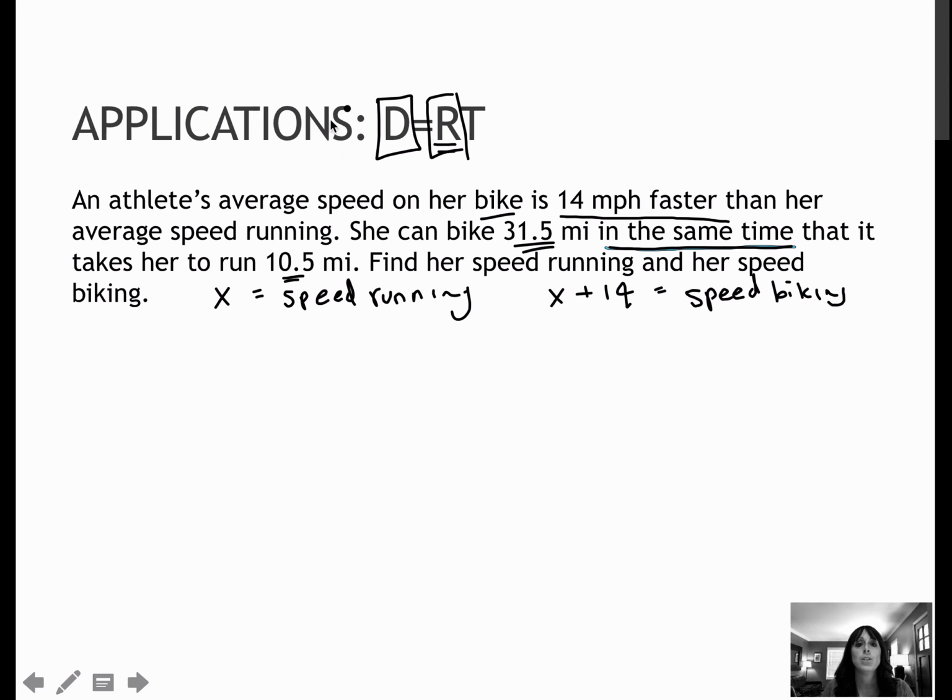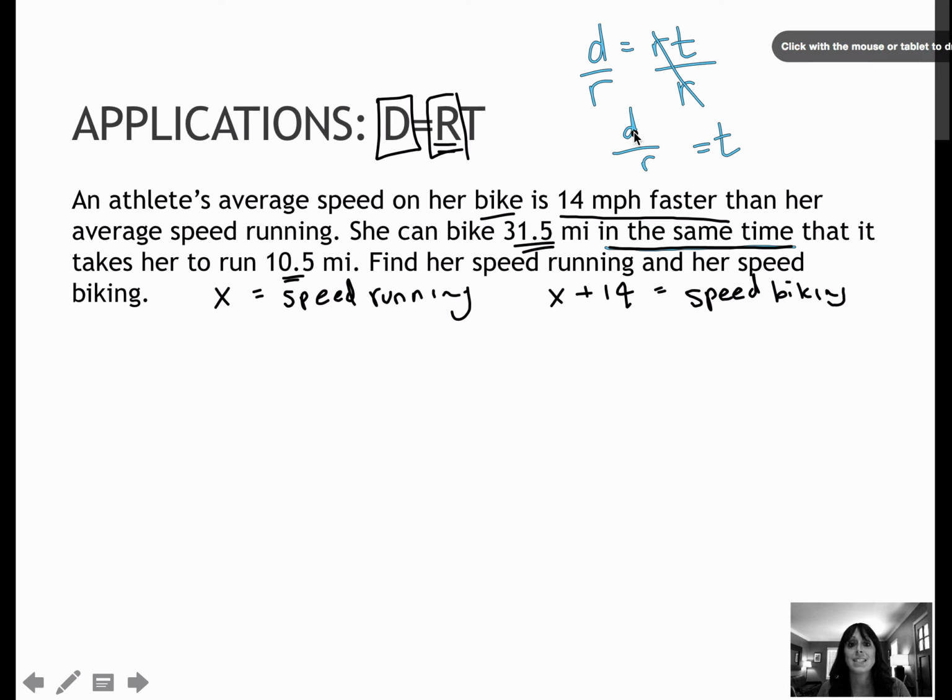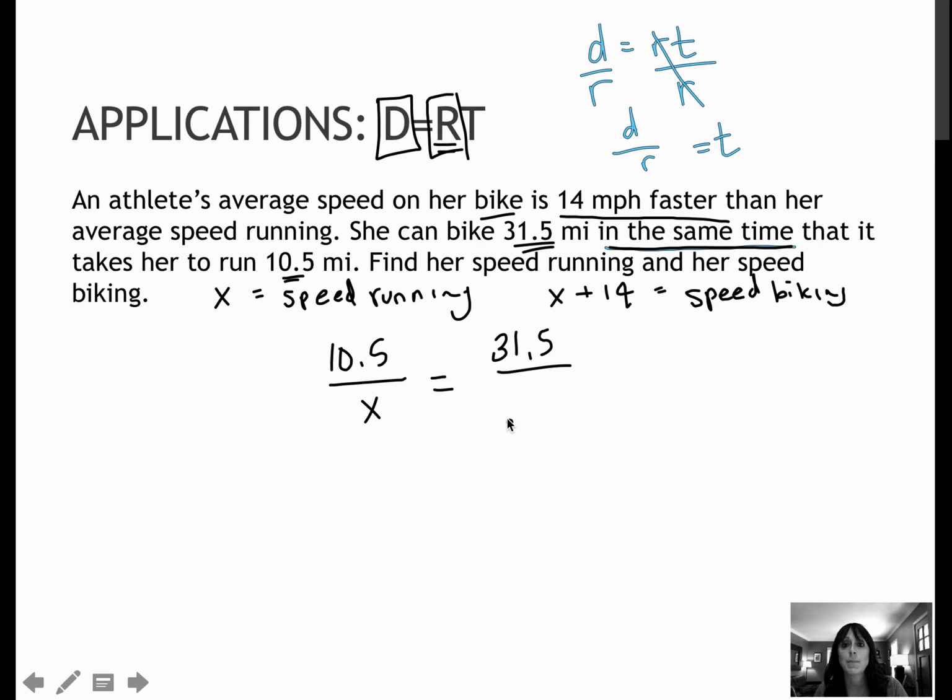So what I want to do is take this equation, d equals rt, and rearrange it to get time all by itself, which means I'll divide by r. If I divide by r, that tells me that the time is the same as the distance divided by the rate. So I do have distance and I do have rate, and I know their times are the same. So her distance running is 10.5 over her rate running, which is x, and that should equal her distance biking over her speed biking.